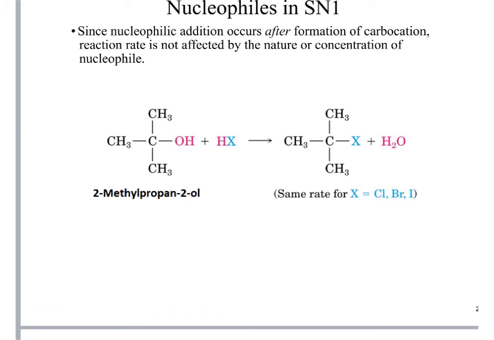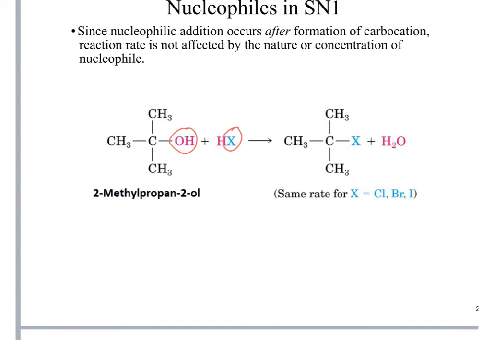Nucleophiles in SN1 reaction: the nature or the amount of the nucleophile does not affect the rate. So here we have 2-methyl-2-propanol, with hydroxide as the leaving group, and hydrogen chloride, bromide, and iodide as the nucleophile, and the reaction rate does not change. As long as some nucleophile is present in an appreciable amount, and the nucleophile can even be a co-solvent, that will not affect the rate of the chemical reaction.